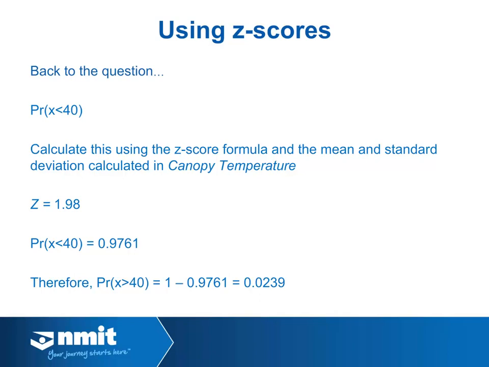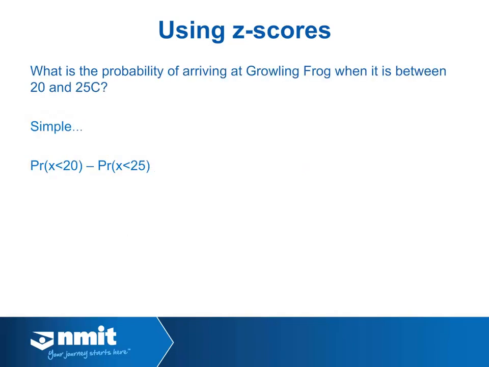We then go to the standard normal probabilities table and look at what area under the curve is found to the left of 1.98. That number, if you go to the table, you'll see is 0.9761, and that converts straight to a probability. So the probability of arriving at this vineyard with the temperature less than 40 is 97.61%, so quite highly likely.